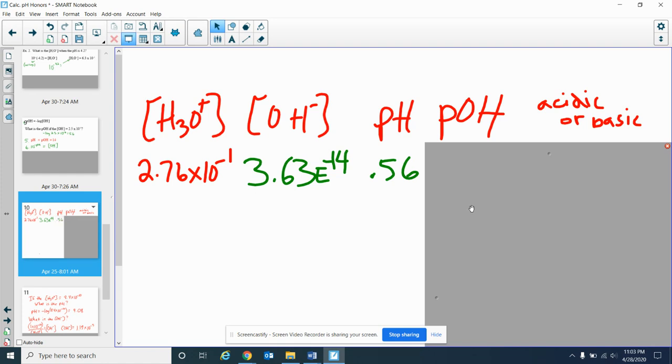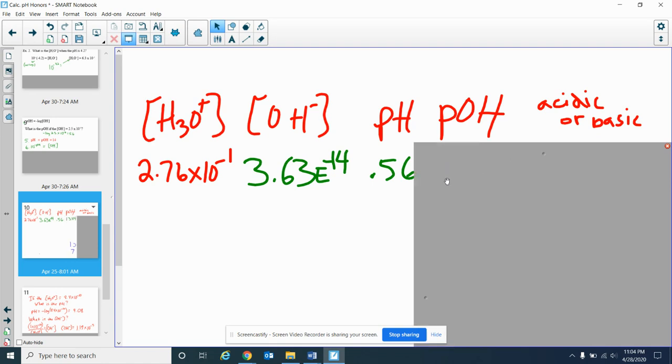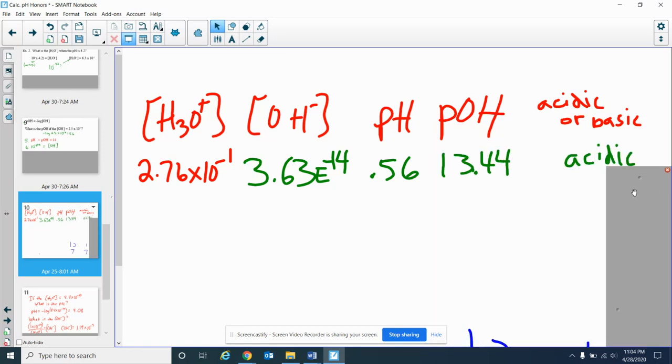And then for the pOH, you could either take minus the log of this 3.63 times 10 to the minus 14th, or you could subtract the pH from 14 to get the pOH, which would be 13.44. So the pH being 0.56 means that it is a very acidic solution. It has a low pH. Okay, so you're going to then do a bunch of problems just like this, where you're given one of the different things, and then you'll use the equations to find the other.